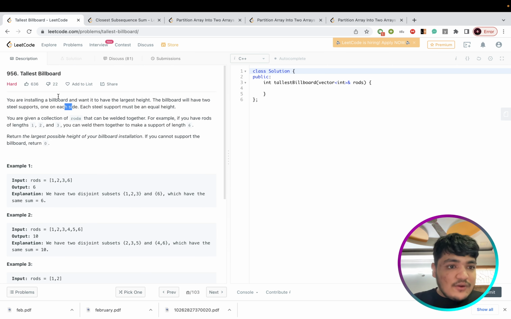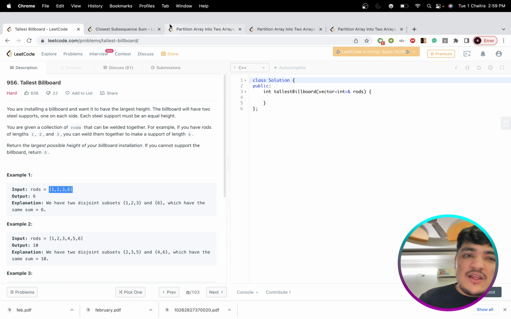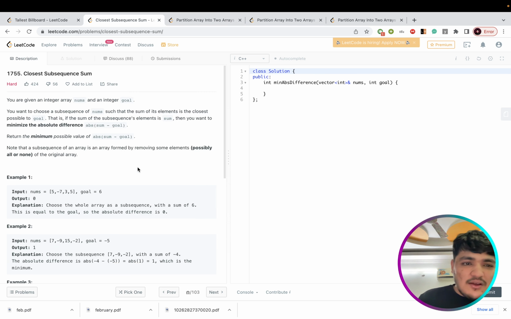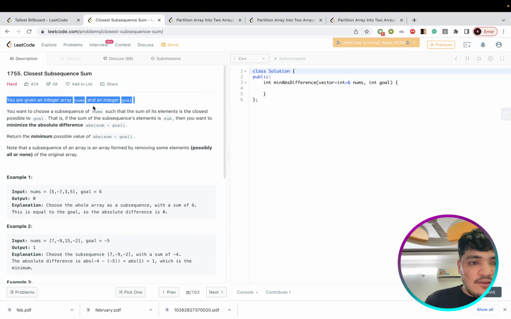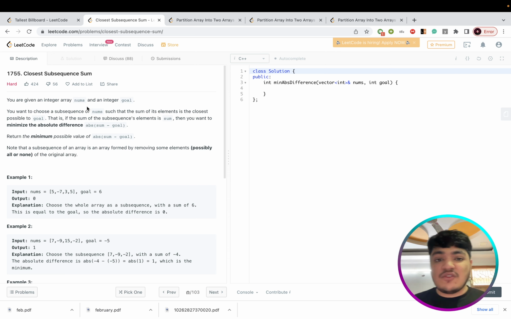And similarly you could try out this tallest billboard problem. It is very similar to what I explained to you right now. This is a very easy technique, but you must know it initially to solve the problem in a contest or any online assessment kind of thing.